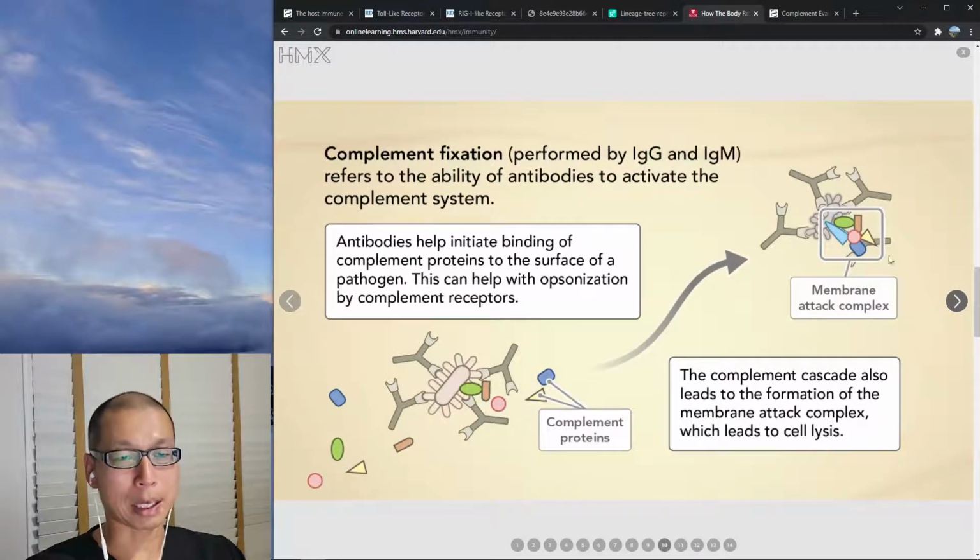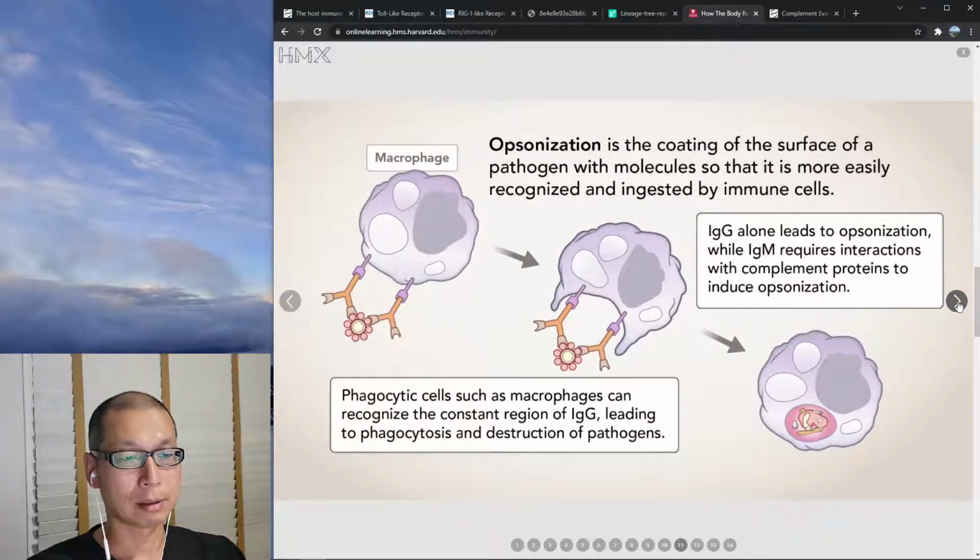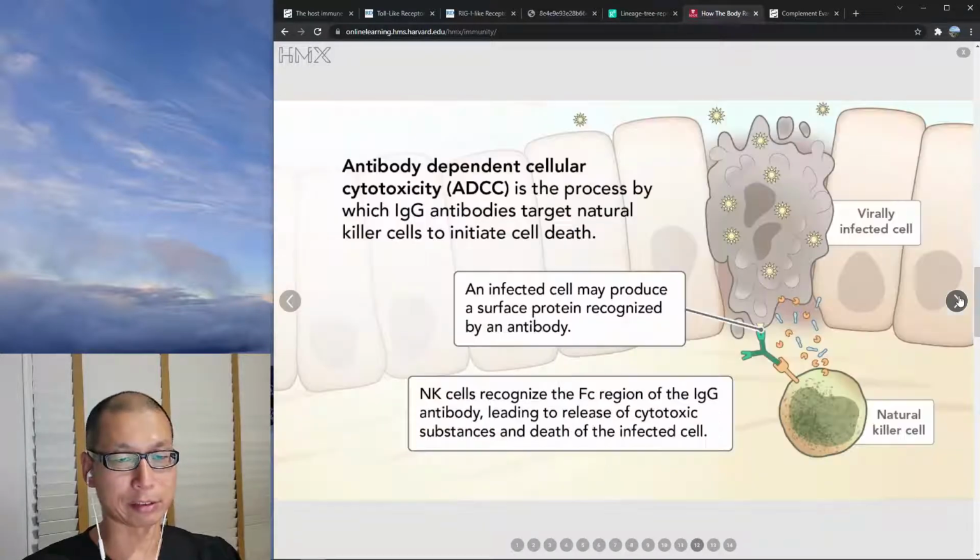Okay, so this is talking about complement. Once the antibody binds something, it activates complement, and the complement basically destroys it. Okay, this is a thing called opsonization. That basically means the antibody binding it makes it a target for macrophages and other phagocytes, cells that eat things, to eat it and destroy it. And there's another thing called antibody-dependent cellular cytotoxicity. That means that when an antibody binds a virally infected cell, a T cell or a natural killer cell can come and kill it.